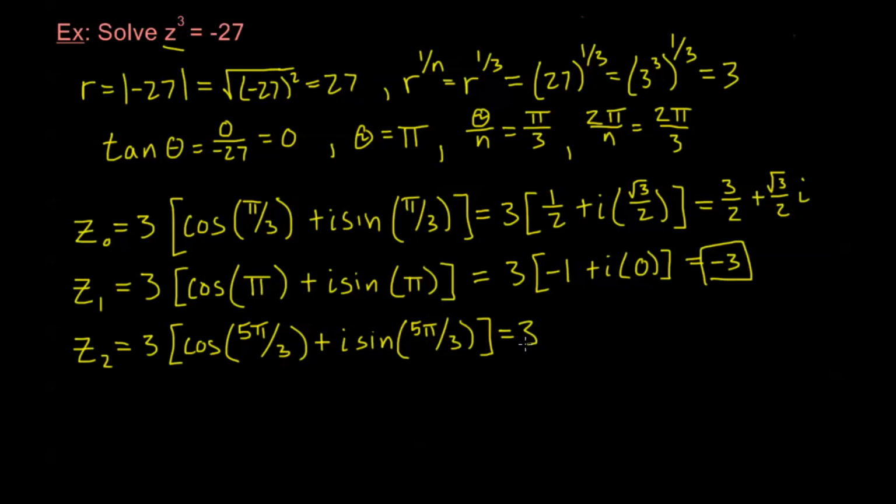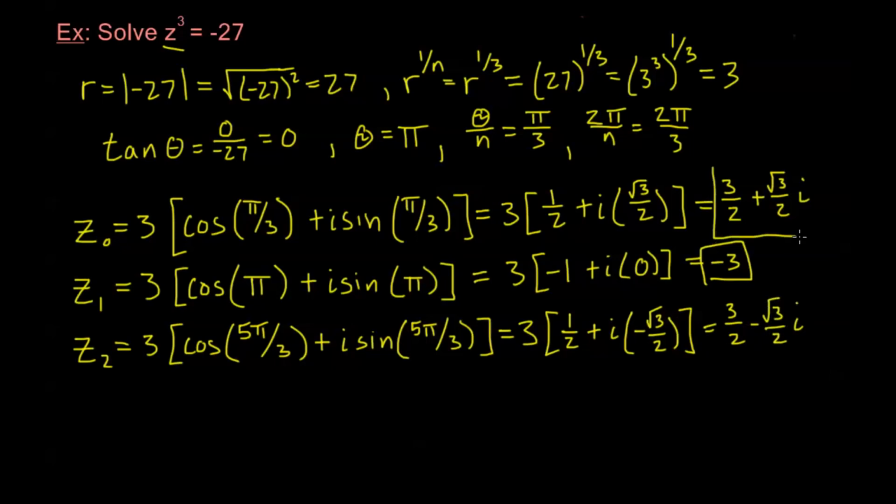And doing this last one, writing this in a plus bi, cosine of 5 pi over 3 is a positive 1/2. And we have plus i. Now sine of 5 pi over 3, now we're looking at a negative square root of 3 over 2, aren't we? We're down in quadrant 4 now. So we have 3/2 minus root 3 over 2 i. Now these are my 3 solutions for z.